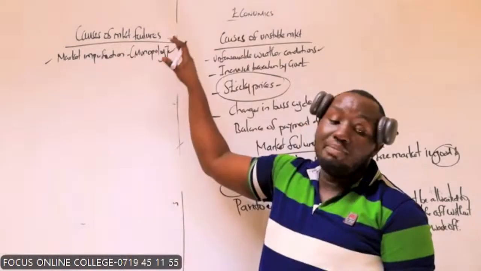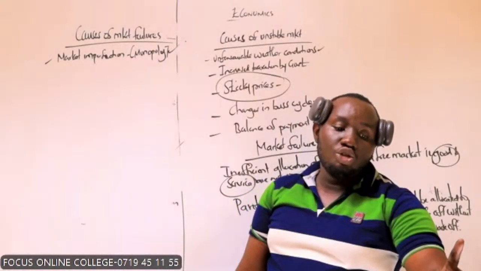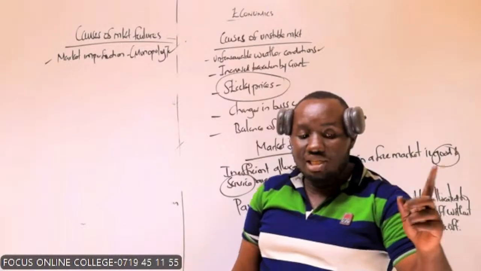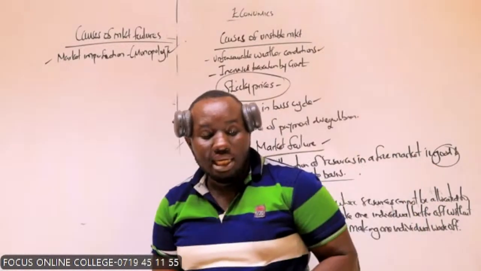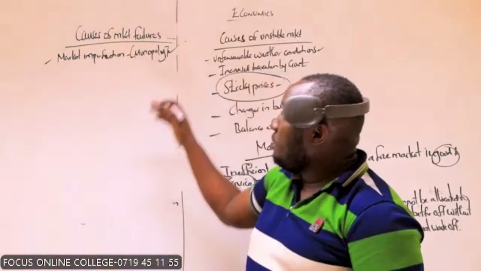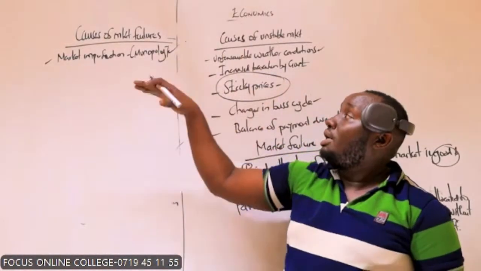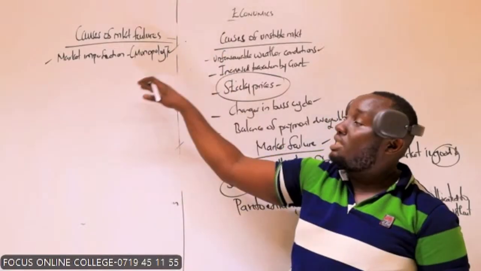This person can basically manipulate all the buyers because he has control. Sometimes the state owns the monopoly. Sometimes monopoly can be beneficial. One of the reasons why we have inefficient allocation, market failures, is market imperfection.